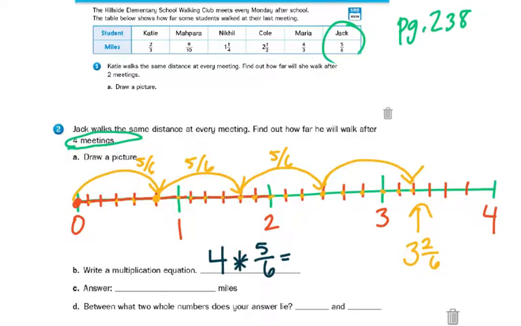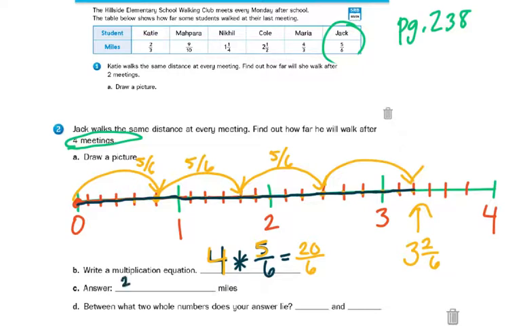I'm going to take the whole number times the numerator. 4 times 5 is 20, and write that all over the denominator of 6. So if I were to count the equal spots, there would be 20 of them. 1, 2, 3, 4, 5, 6, 7, 8, 9, 10, 11, 12, 13, 14, 15, 16, 17, 18, 19, 20. That's where the 20 comes from.